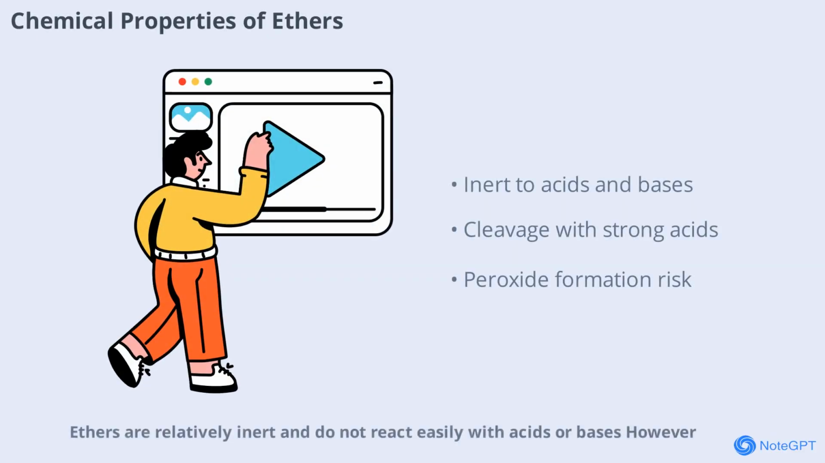Ethers are relatively inert and do not react easily with acids or bases. However, they can undergo cleavage reactions with strong acids, such as HI or HBr, resulting in the formation of alcohols and alkyl halides. Ethers are also susceptible to oxidation, forming peroxides, which can be hazardous. Their chemical stability makes them useful as solvents in many organic reactions.